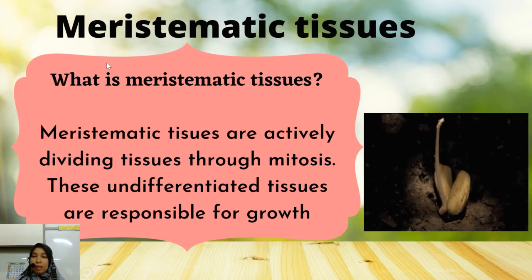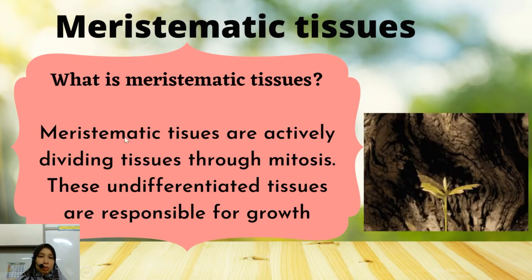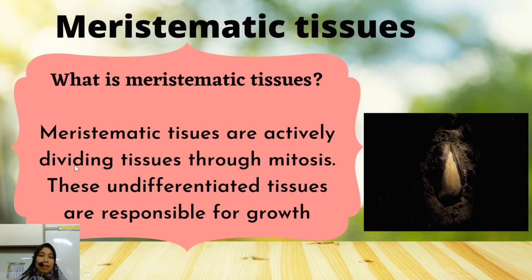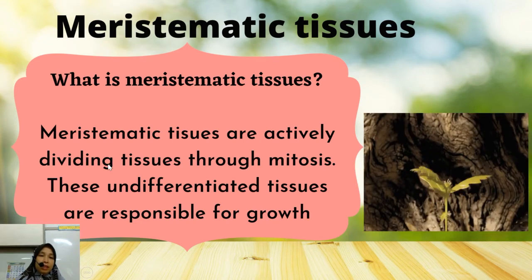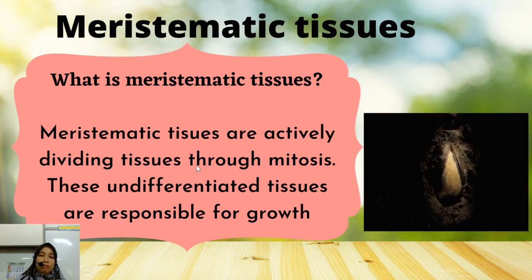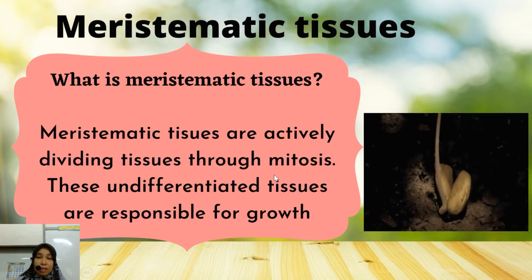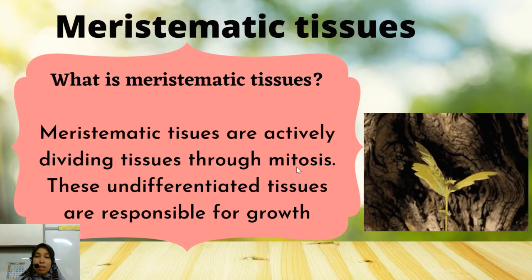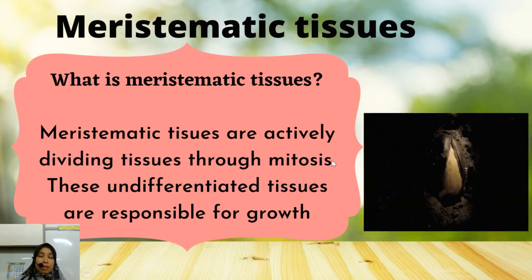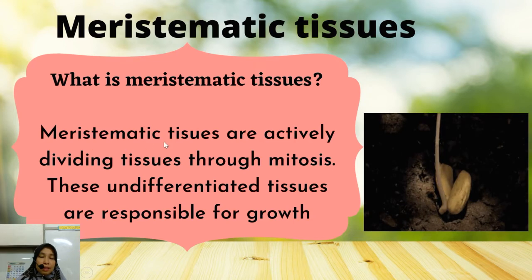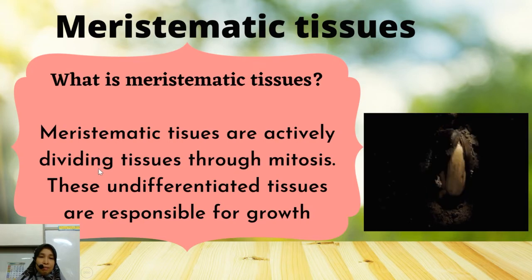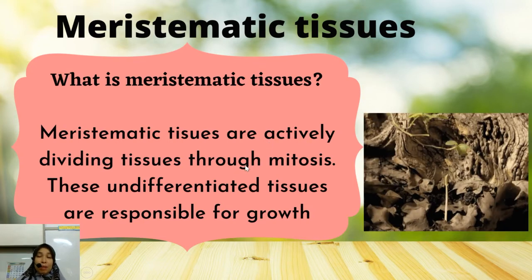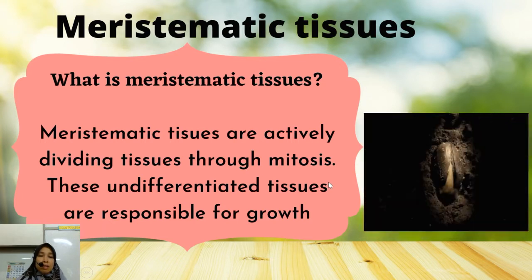Okay, so now let's go to the meristematic tissue. What is a meristematic tissue? Meristematic tissue is actively dividing tissue. The key words here are actively dividing. When it involves dividing tissue, the process involved is mitosis, so you should state that it is by or through mitosis. Again, what is a meristematic tissue? It is a tissue that is actively dividing, by mitosis.